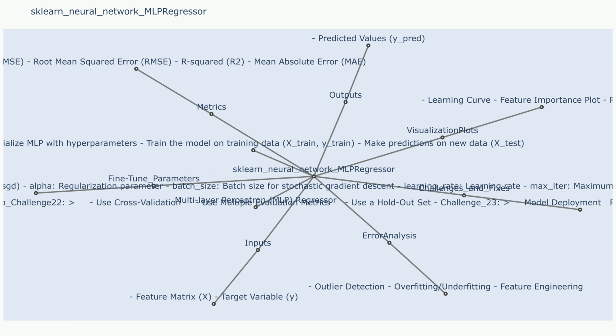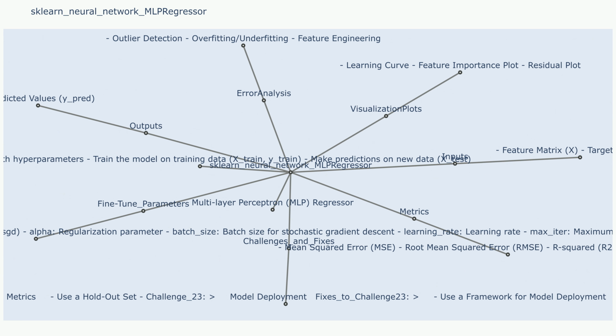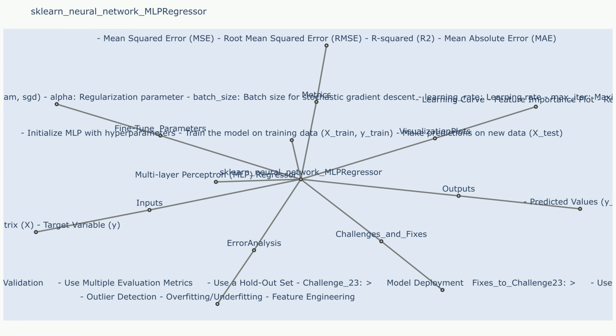Fine-tune parameters. Hidden layer size is a tuple specifying the number of neurons in each hidden layer. Adjusting this parameter determines the network's complexity. Activation: the activation function applied to each hidden layer. Popular options include ReLU, tanh, and logistic. Solver: the optimization algorithm used for weight updates. Common options are LBFGS, SGD, and Adam.